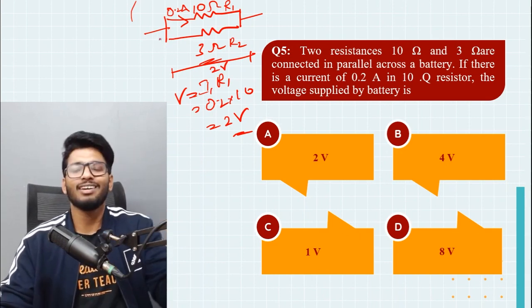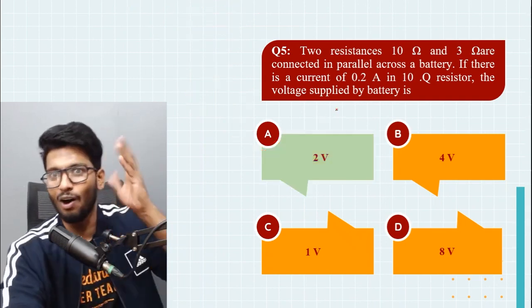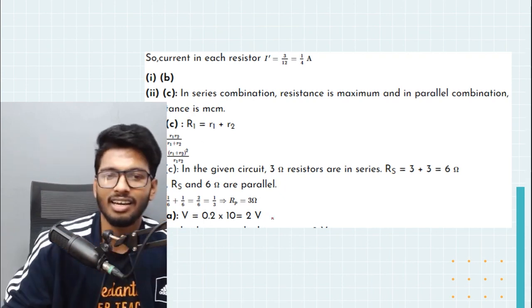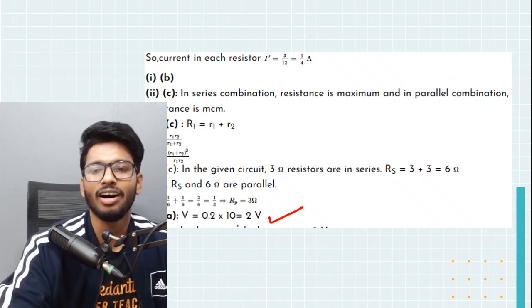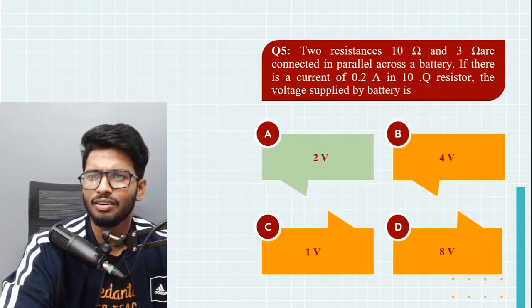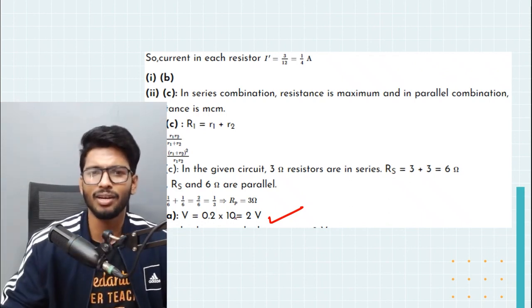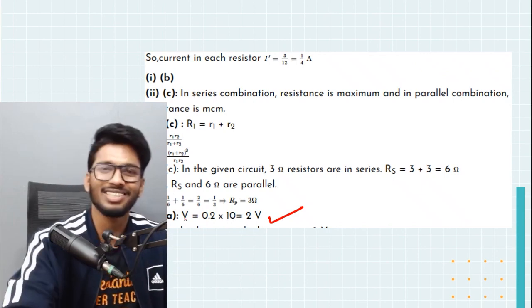Because they are all connected in parallel. So the answer for this question would be option E. It's simply logical, so directly you can say that the answer is 2 volts. Moving on to the next question. The answer for this question is 0.2 into 10, which is nothing but 2 volts.